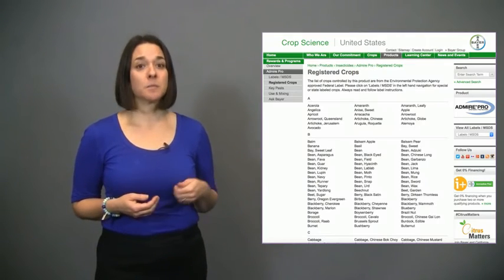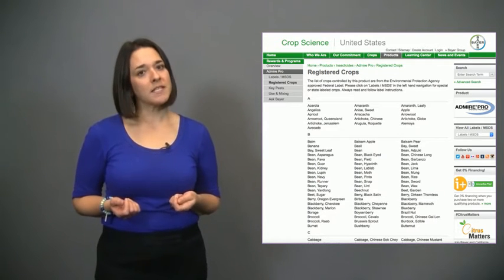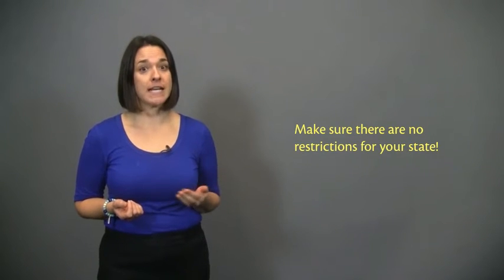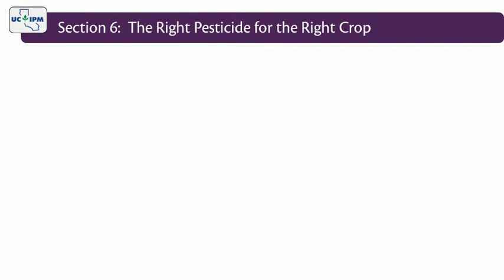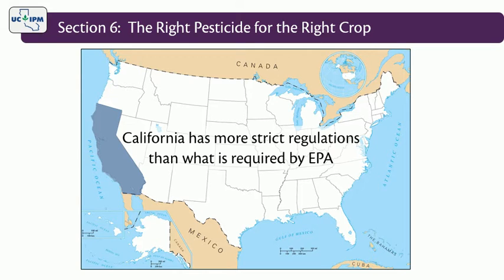However, you have to be careful. This list is based on the EPA-approved federal label. You must look at your label to make sure there are no restrictions for your state. Most other states don't register pesticides. California is one of the few states that actually have more strict pesticide regulations than what is required by EPA.